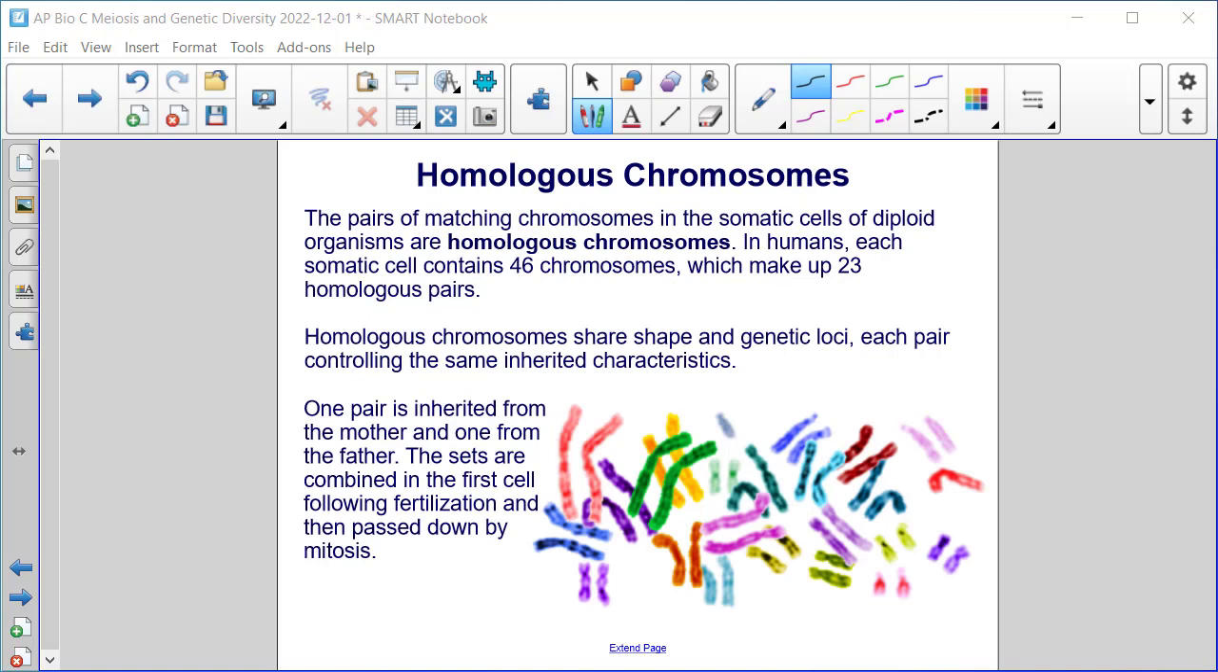The pairs of matching chromosomes in the somatic cells of diploid organisms are homologous chromosomes. In humans, each somatic cell contains 46 chromosomes, which make up 23 homologous pairs. Homologous chromosomes share shape and genetic loci, each pair controlling the same inherited characteristics. One pair is inherited from the mother and one from the father. The sets are combined in the first cell following fertilization and then passed down by mitosis.